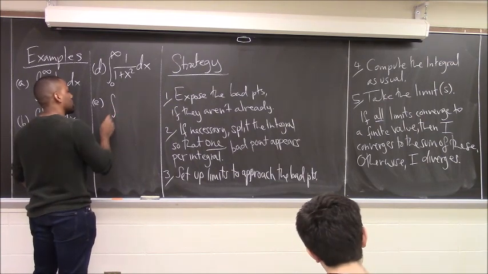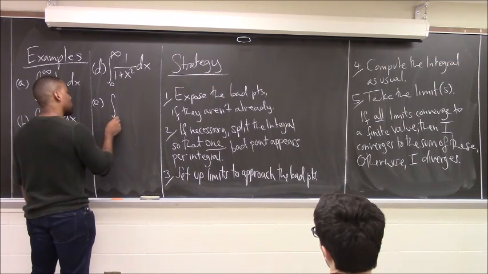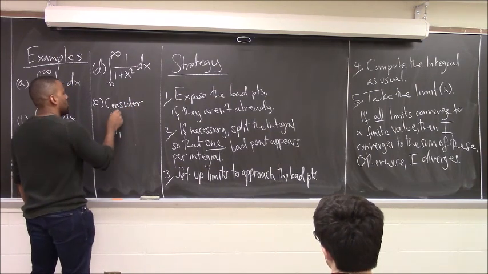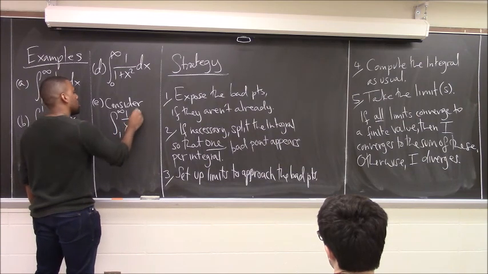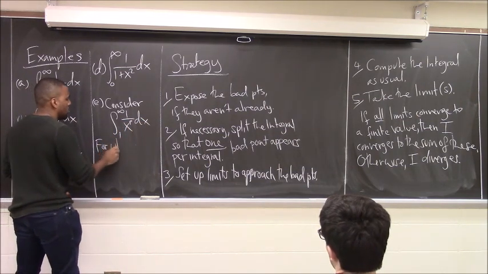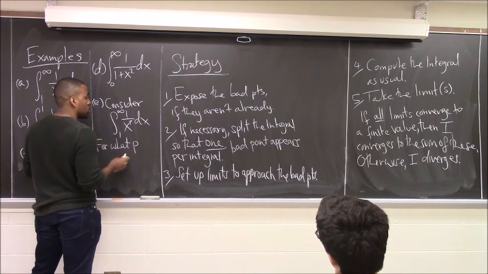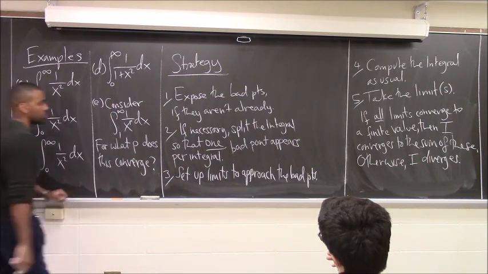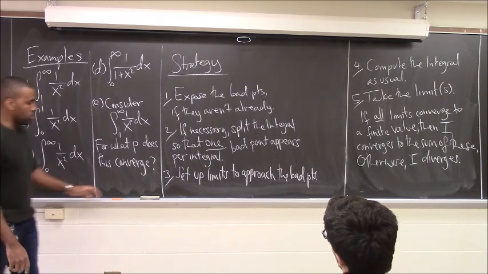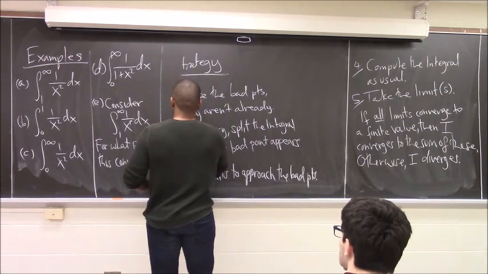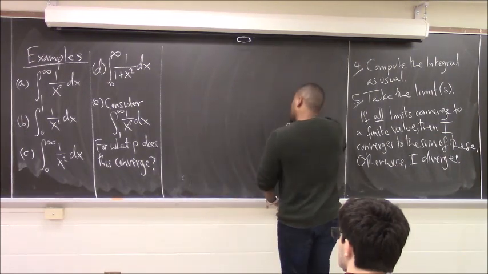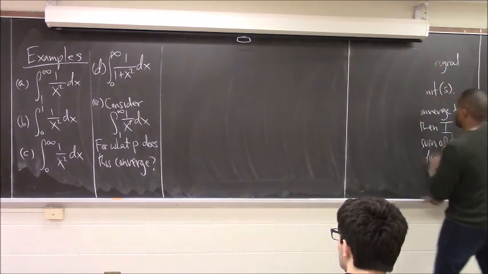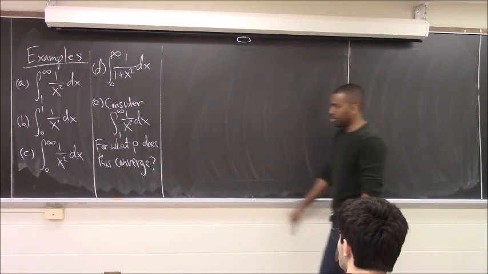Super important. You'll realize just how important in Calc 2 and 3 and 4. But consider this integral, 1 to infinity of 1 over x to the p, for what p? p is just a real number. Does this converge? Few examples to get through this sort of thing. Like I said, you'll delve more into the theory in the next class, but I just want you guys to get used to the computation aspect of it so we can get through one session.